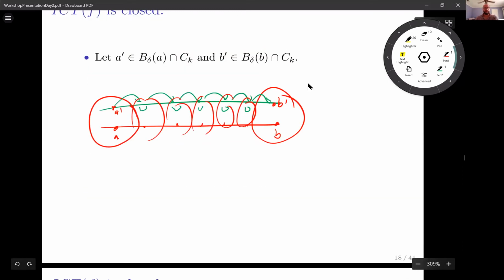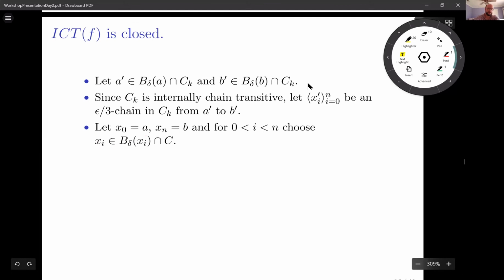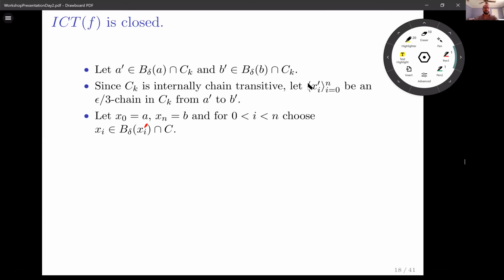Okay. Then we're going to choose X naught to be A, Xn to be B, and we're going to choose an Xi in the ball of radius delta around Xi prime intersect C. Okay, so we start with A, we choose a point in CK that's close by, we choose B prime, find our chain in CK, and then we just move that chain right back to C.